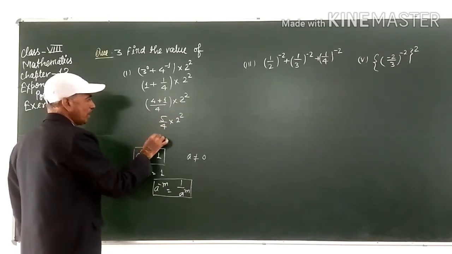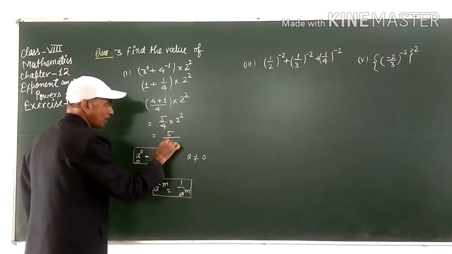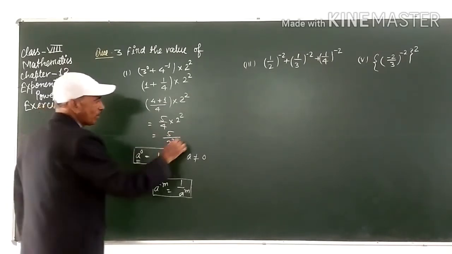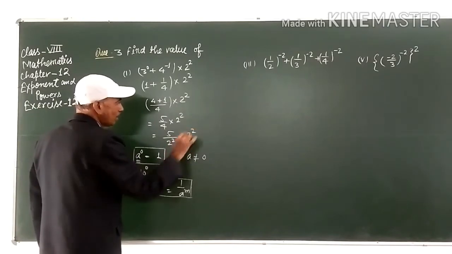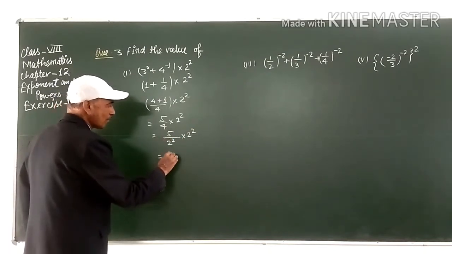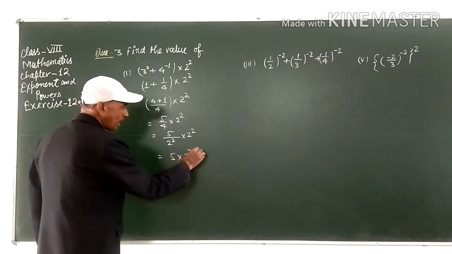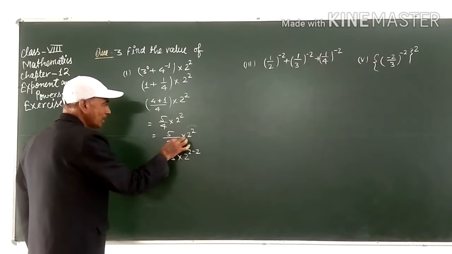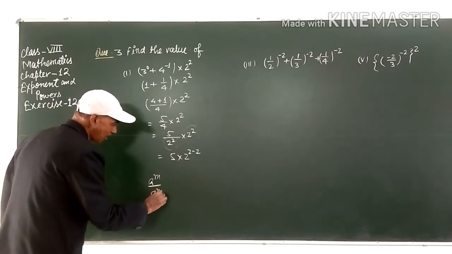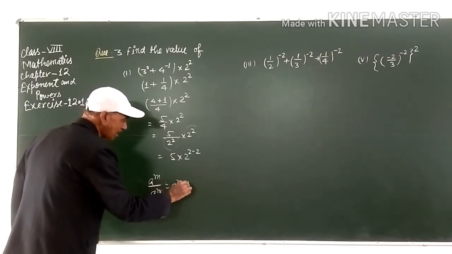Now it will be, students, this one will be 5 upon 2 raised to the power 2. 4 means 2 into 2, that is 2 raised to the power 2 into 2 raised to the power 2. In the next step, students, we will use this 5 into 2 raised to the power 2 minus 2, because in this step, it is a to the power m divided by a to the power n, it will be a to the power m minus n.